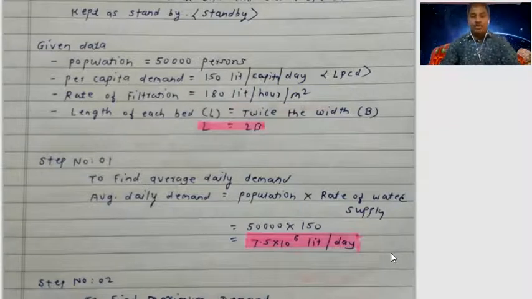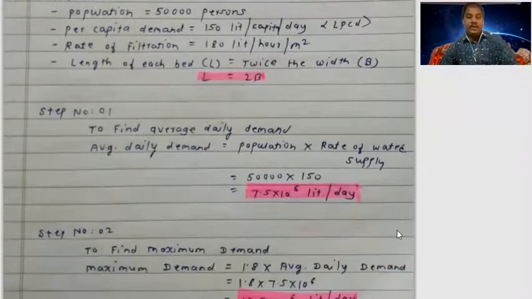Solving the design means you have to find the size of the tank or filter unit. You have to find the length, width, and the depth of the tank. That is the design. One by one, you have to solve the problem.